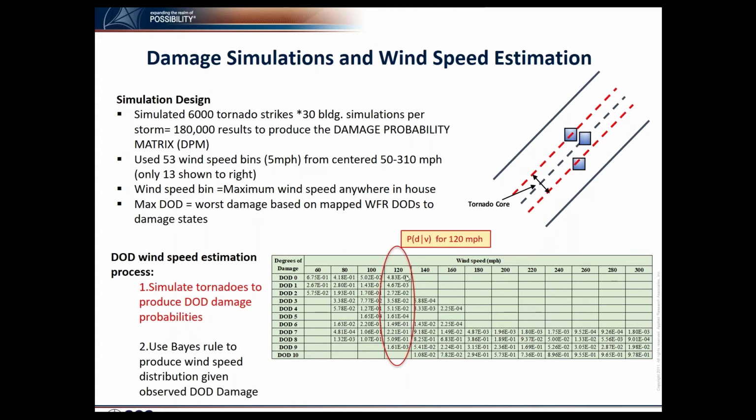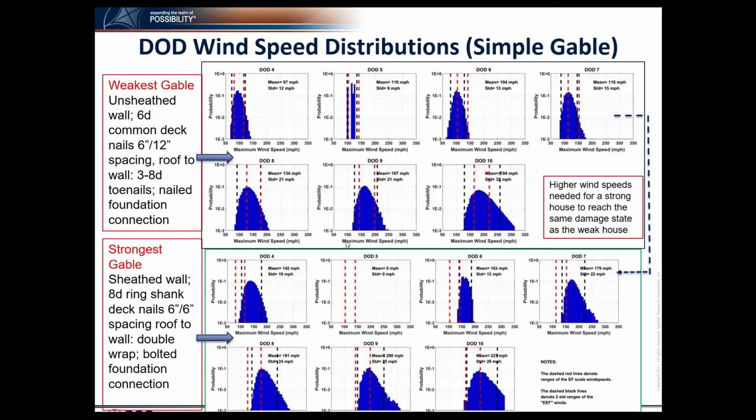Each of the wind speed bins tells the maximum wind speed that the house experienced during the tornado strike. Once we have this table, we use Bayes' theorem to reverse it and get the wind speed distribution for a given damage state. This slide shows two wind speed distribution plots for two house cases, and we are only showing 7 DODs here.